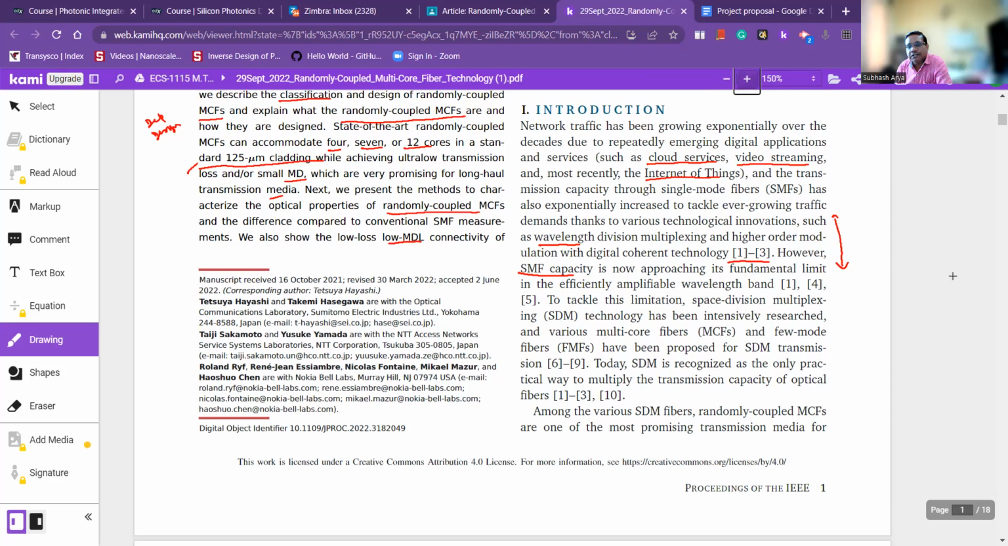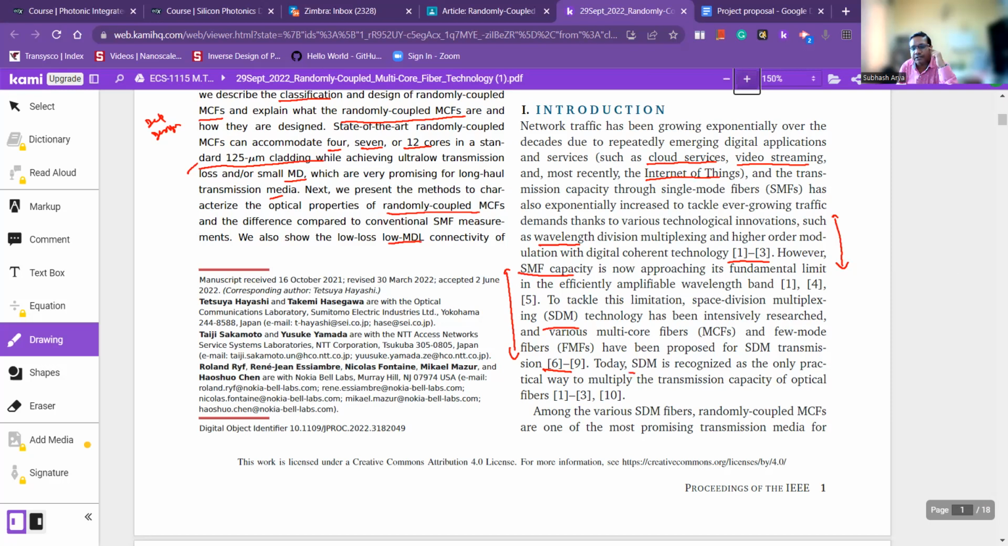So to tackle this limitation, space division multiplexing, that is SDM, has been extensively researched, and various multi-core fibers and few mode fibers have been proposed for SDM transmission. Now say single mode fiber is becoming the limiting factor, so that is why we are going for multi-core fibers as well as few mode fibers. So these are the two things. Space division multiplexing, in which we have a multi-core fiber in a given cladding, and another one is the few mode fibers, have been proposed. Today, SDM is recognized as the only practical way to multiply the transmission capacity of optical fibers.